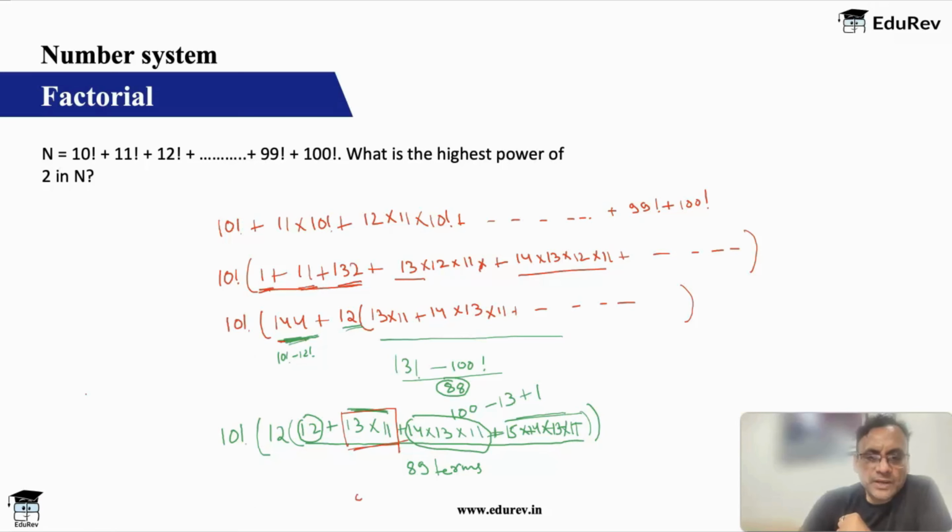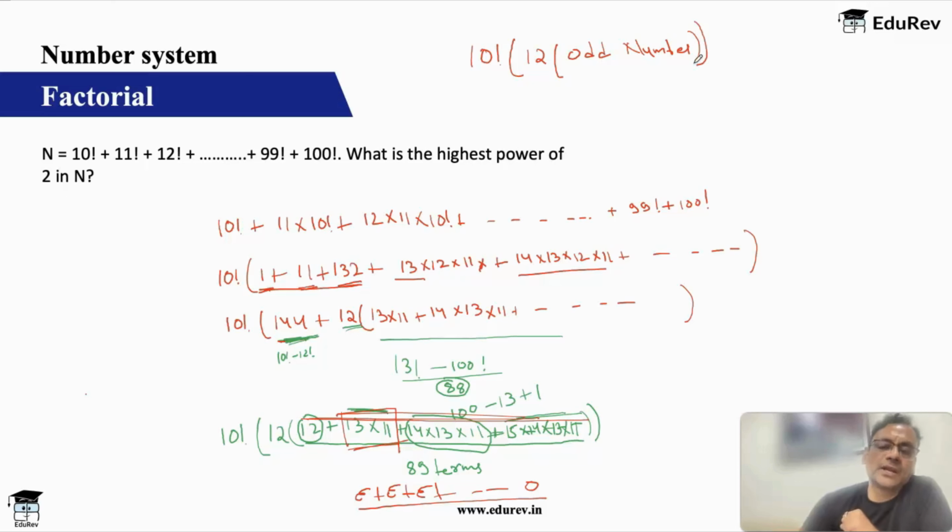So everything even, one odd. That sum will become what? It will be an odd sum. So what you have inside will be an odd total. So we can summarize the whole thing as 10 factorial into 12 into an odd number. That's how we can summarize the whole thing.